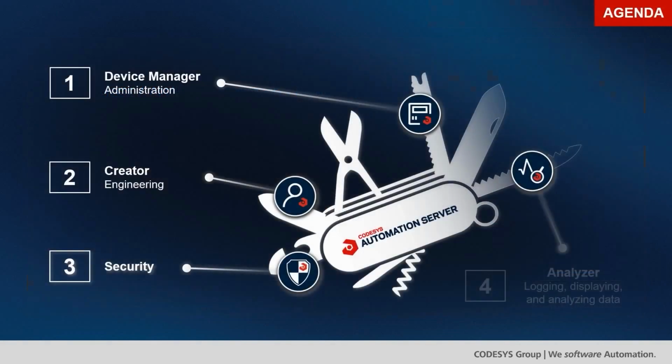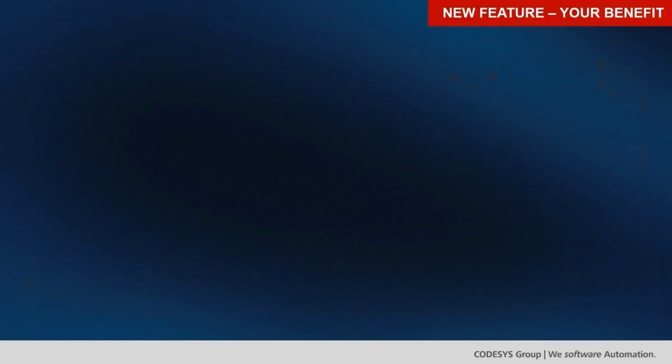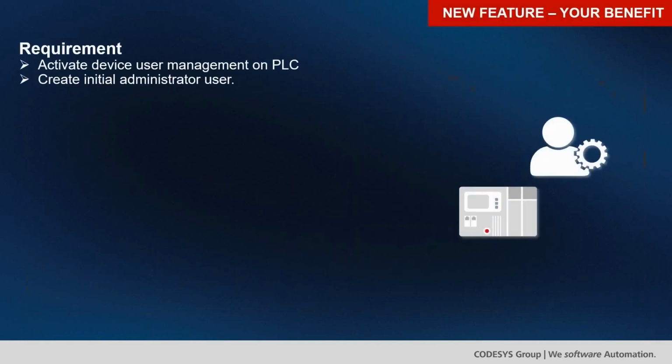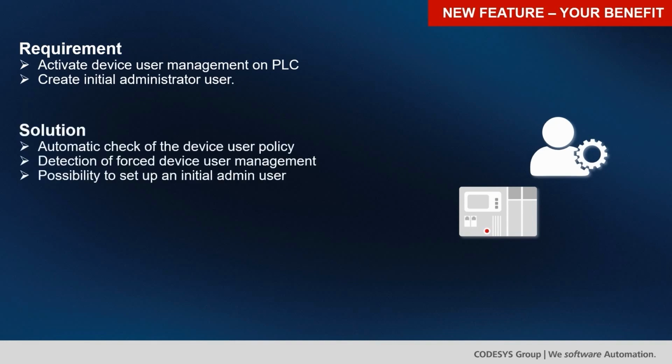Let's come to the last part, the security part. One requirement was that it should be possible to activate the device user management on PLCs and also to create an initial administrator. The reason for this is, as of CODESYS Service Pack 17, the device user management is activated by default, and when you try to log in to a PLC for the first time, you're prompted to create a user management. This is now also possible from the automation server.